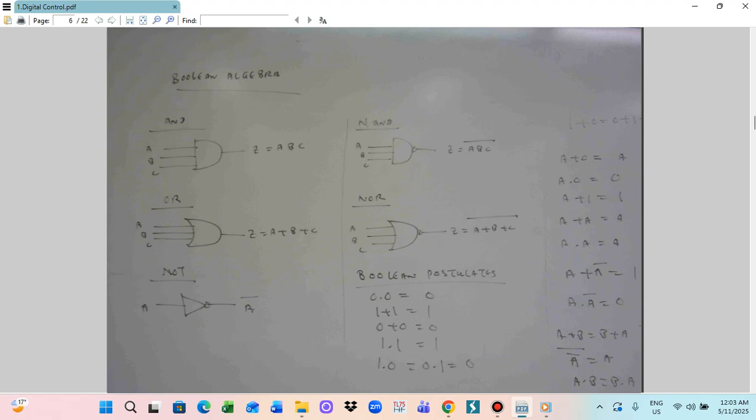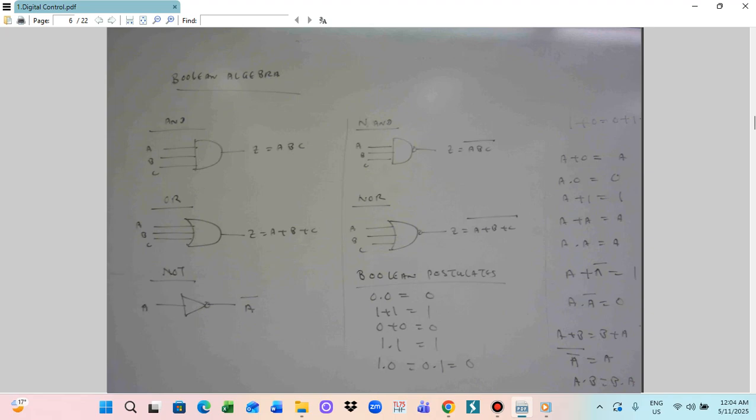And then we also utilize the OR gate. For the OR function, A, B, C are the inputs, and output Z is equal to A plus B plus C. And also the NOT gate. So the NOT gate is this gate here. When you put in the input A, the output will be A bar.